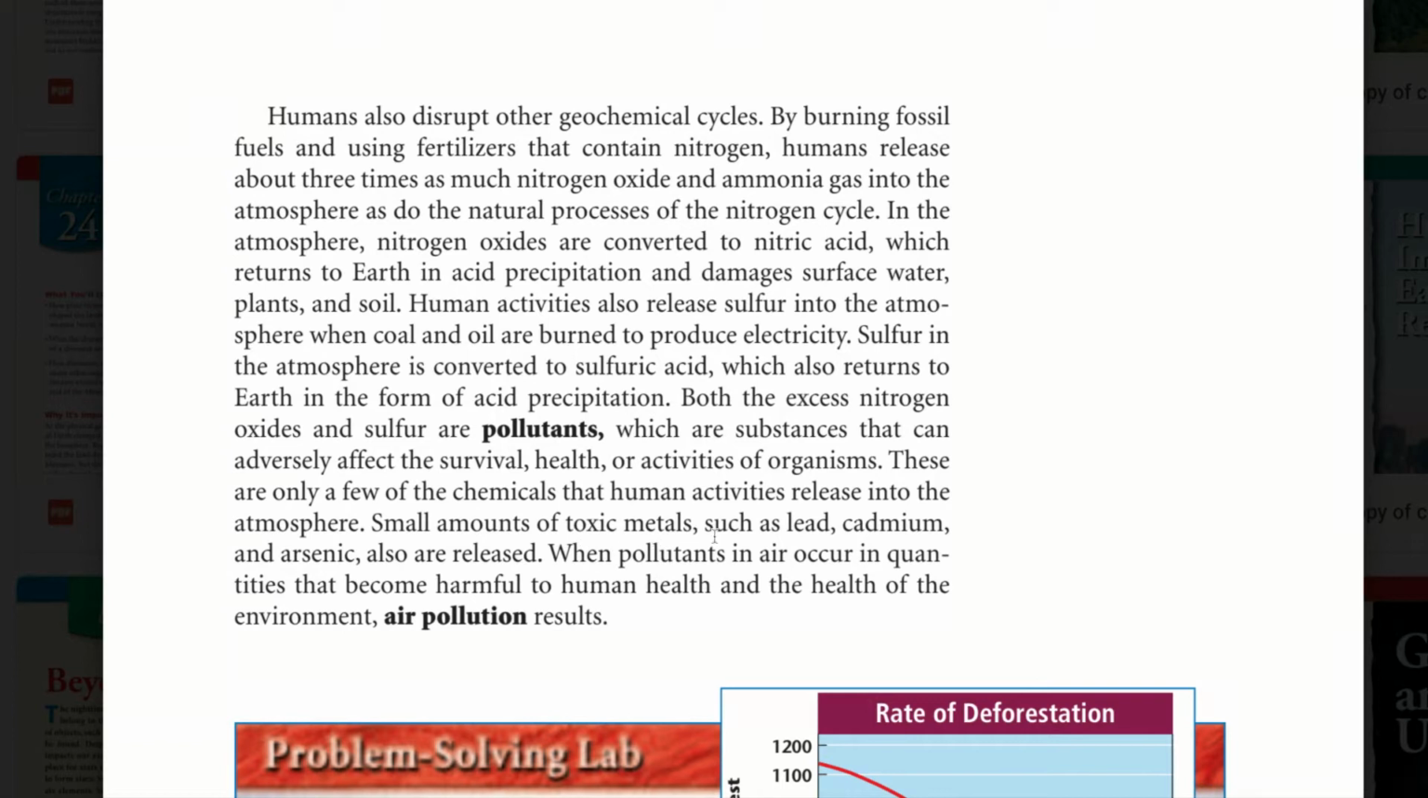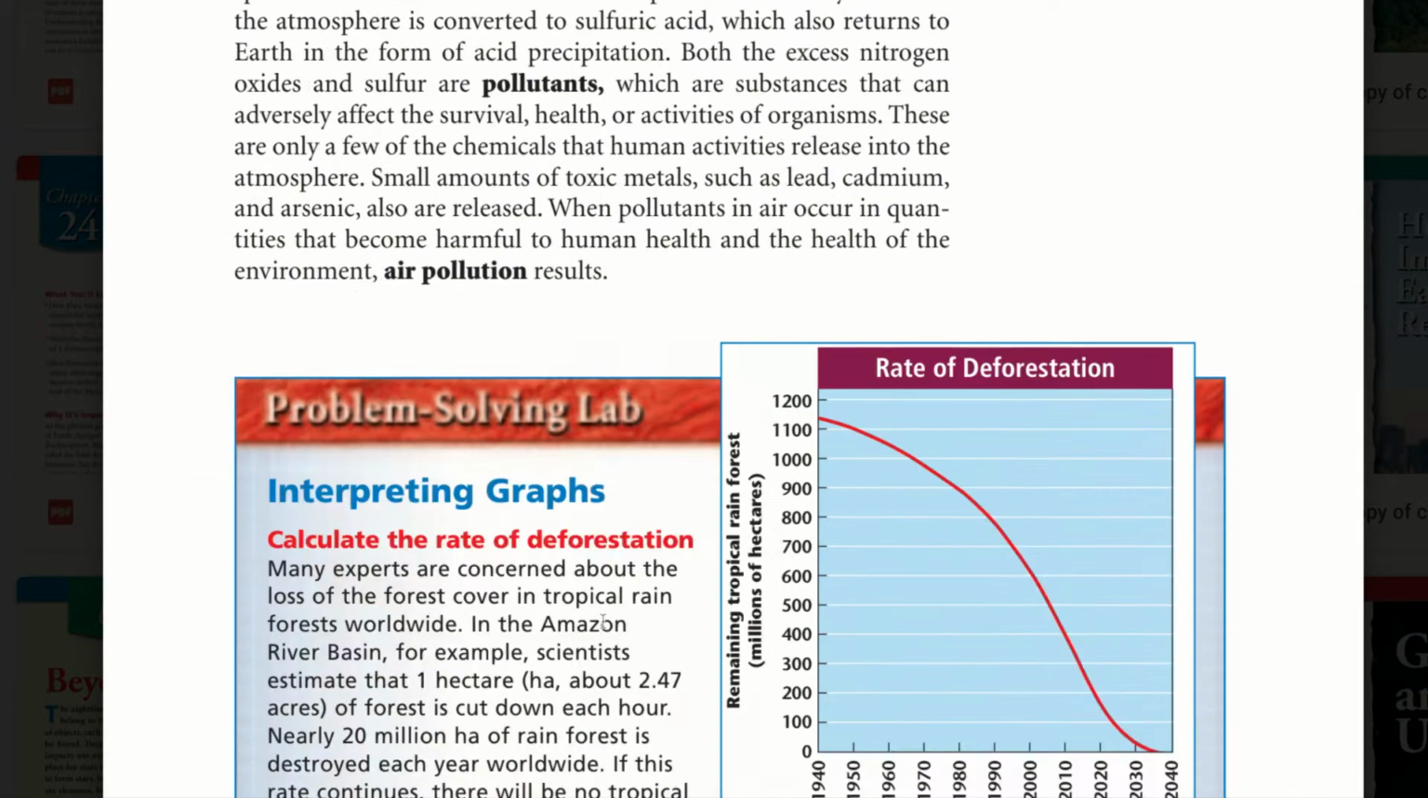Small amounts of toxic metals such as lead, cadmium, and arsenic also are released. When pollutants in the air occur in quantities that become harmful to human health and the health of the environment, air pollution results.